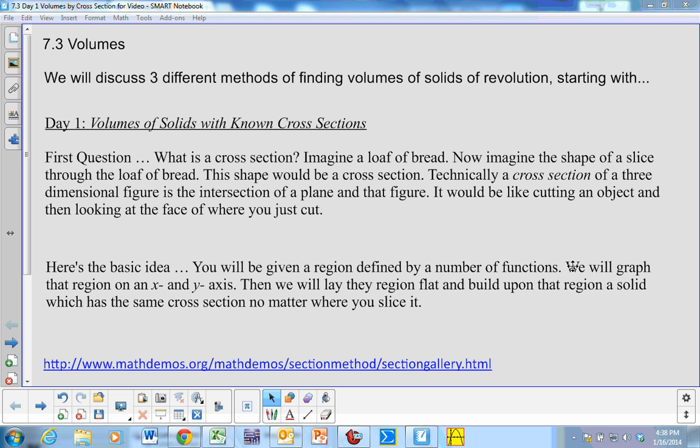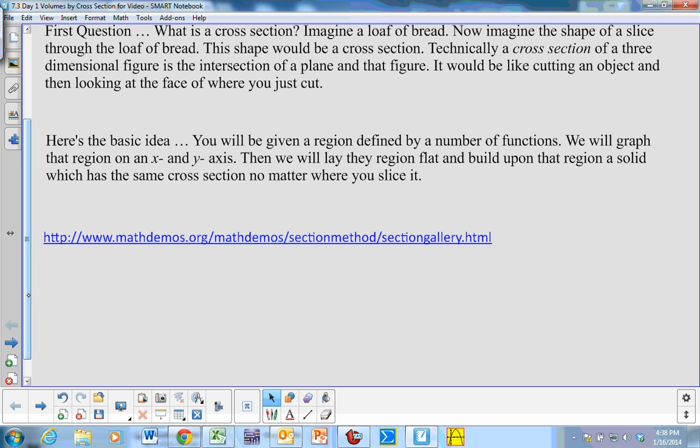And so a cross section is really just the intersection of a plane and the figure. So it'd be like if you just cut across it and then you look down at the face to see what it would be. So the basic idea, you're going to have a region defined by some functions that will enclose the region, kind of like we did with area. And then you graph that, and then we imagine solid slices coming out from that.